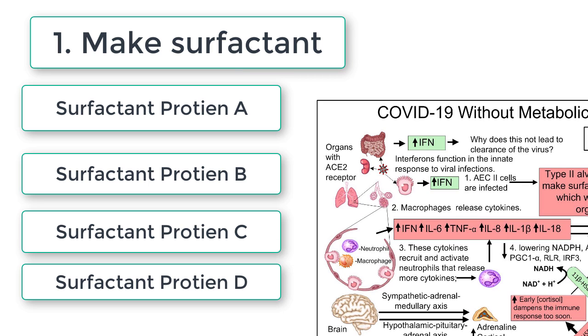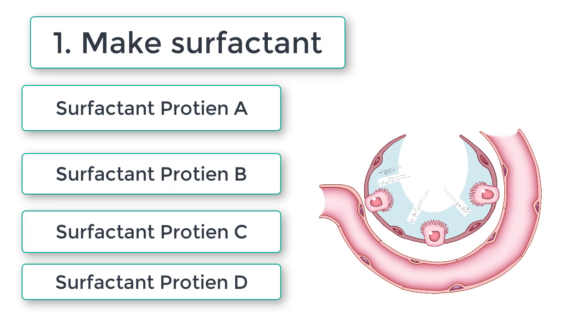The 4 proteins, surfactant protein type A, B, C, and D, are also produced by the type 2 alveolar epithelial cells. Surfactant proteins A and D interact with macrophages, enabling phagocytosis of viruses and bacteria. Surfactant proteins B and C are necessary for positioning and maintaining the lipid components of surfactant in the air-water interface.